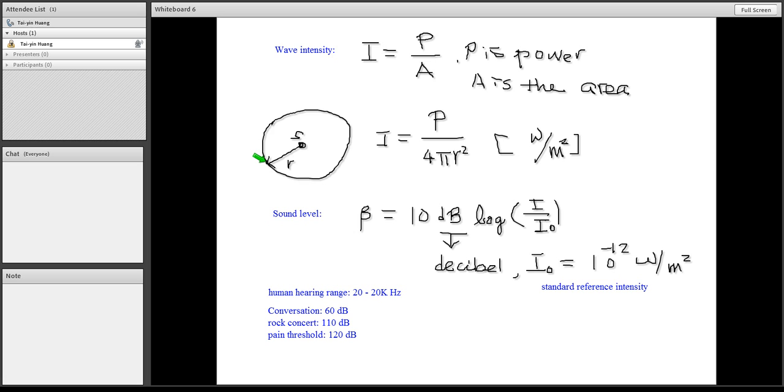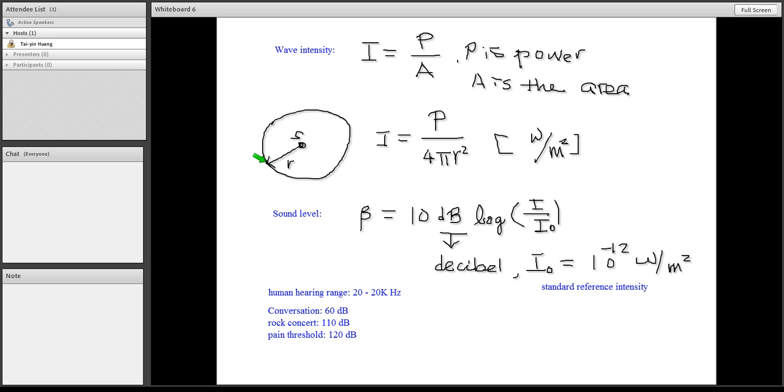So you can see the intensity of sound is proportional to the inverse square. The farther away from the source, the weaker the sound intensity is. Okay, and based on this definition, the unit for intensity is watts per meter squared.